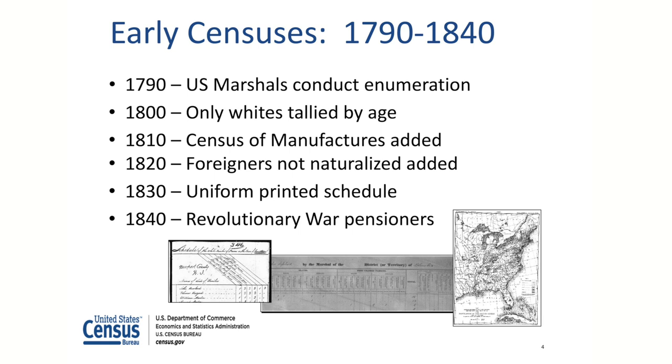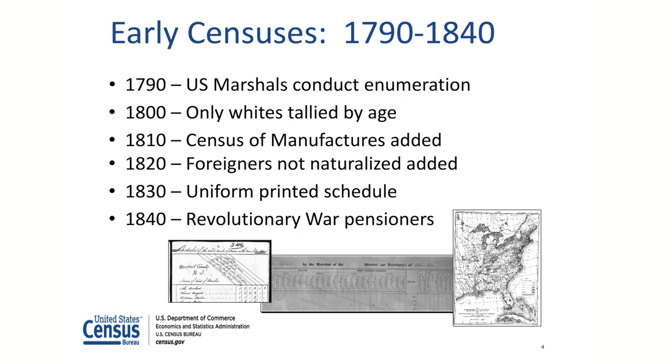In 1800, the questionnaire provided space to tally free white males and females in several age categories: under 10, 10 but under 15, 16 but under 25, 25 but under 45, and over 45. American Indians, slaves, and free blacks were listed in single categories undivided into age groups.